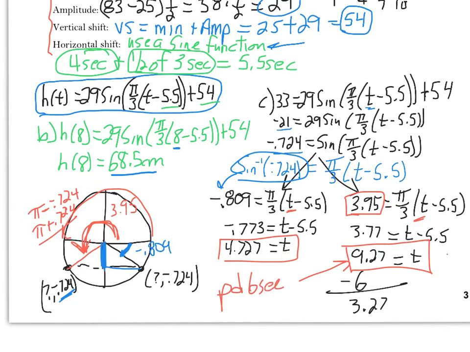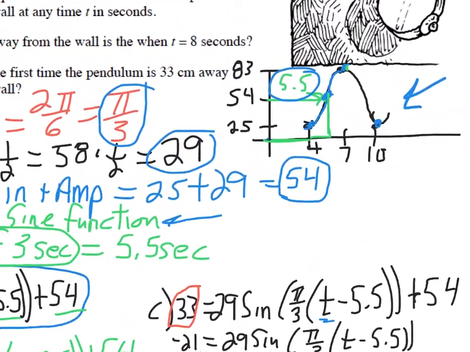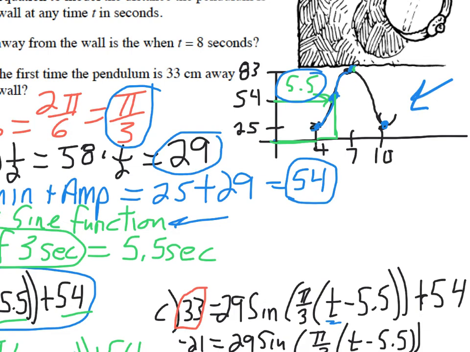So to actually find the first place that the pendulum is 33 centimeters away from the wall, we're going to have to subtract a period from this 9.27, and we get an answer of 3.27. What does this look like on our graph? Well, let's extend this sine function. So it's going to come back up and hit a max, then come back down.